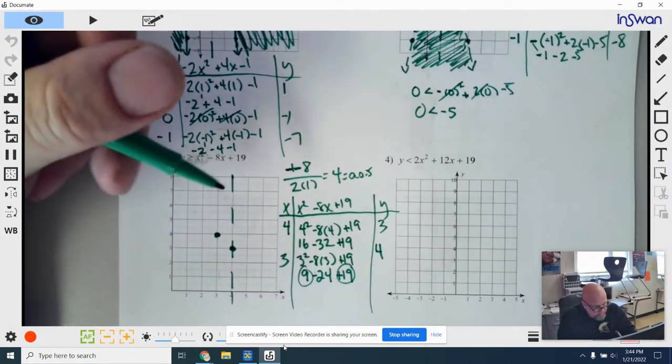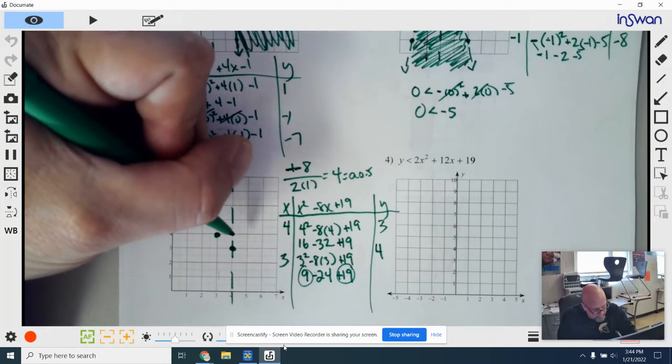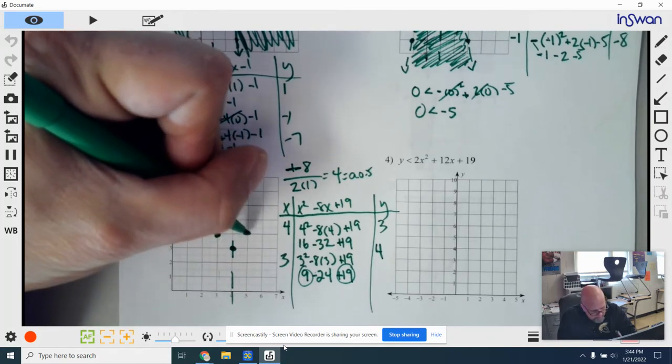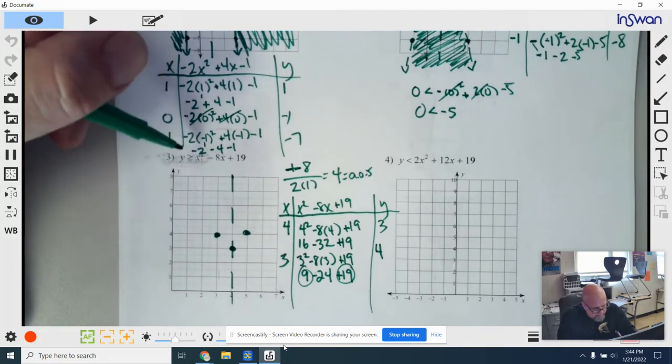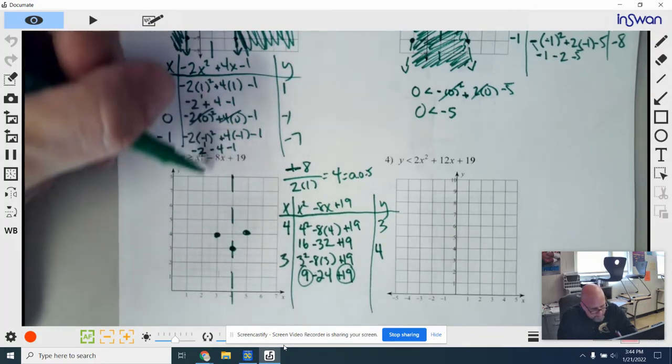All right, I am going to reflect that one. I see it's 1 away, so I need to go 1 the other way. And I know this is opening up in the right direction because it's a positive. My a value is positive, so it's got to open upward somehow.